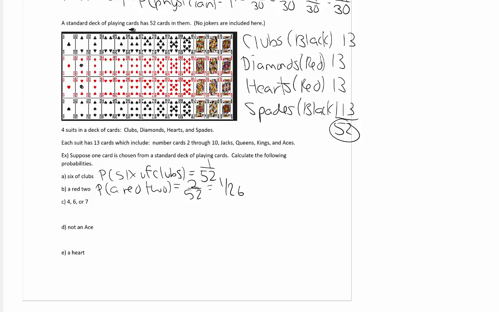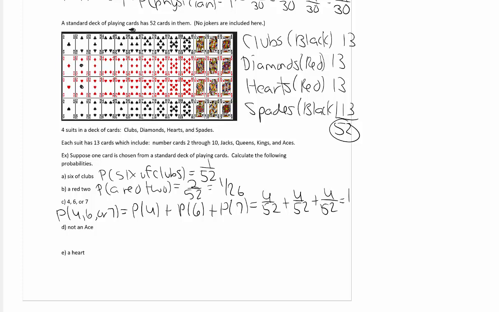Okay, a 4, 6, or 7. That's the probability. Remember, that's an OR, so that's going to be the probability of 4 plus a probability of 6 plus a probability of 7. Well, there's 4 4s. There are 4 6s. And there are 4 7s. That's 12 out of 52 when I add them together. Divide the top and the bottom by 4. That's going to be 3 out of 13.